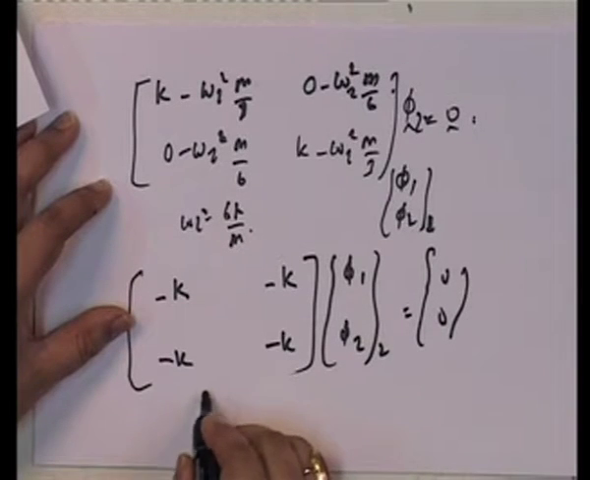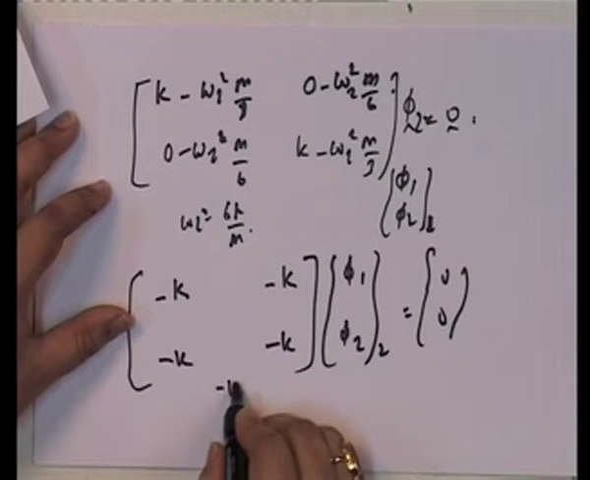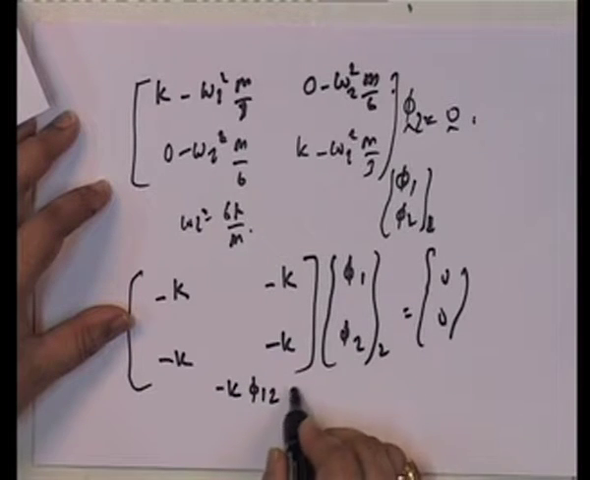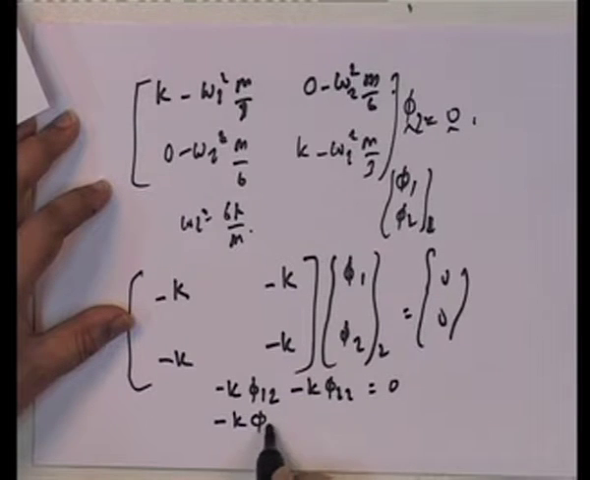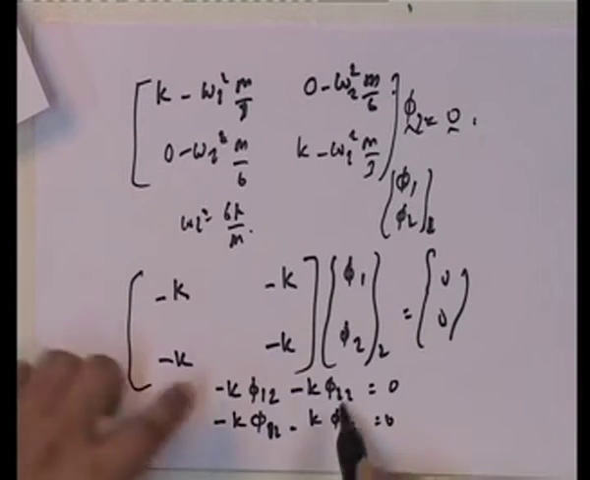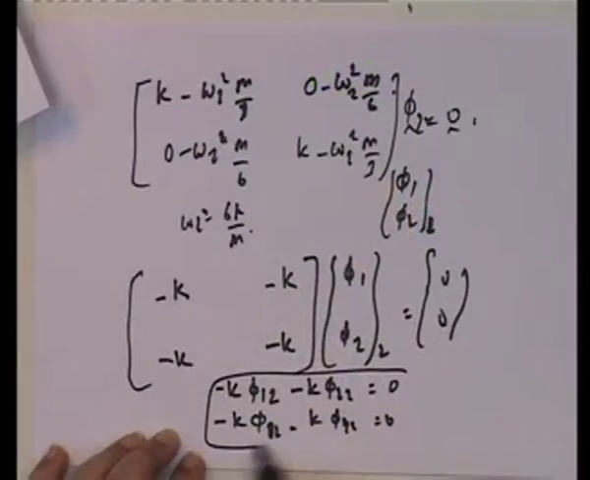The first equation gives what? Minus k phi 1 2 minus k phi 2 2 is equal to 0. The second equation gives minus k phi 1 2 minus k phi 2 2 is equal to 0. Both are identical. You see, this is a rank 2 matrix, the M and K. But because the determinant was put equal to 0, what does the rank become? N minus 1. So, it becomes a rank 1 matrix. What does that mean? There is only one independent equation. Both equations say the same thing.